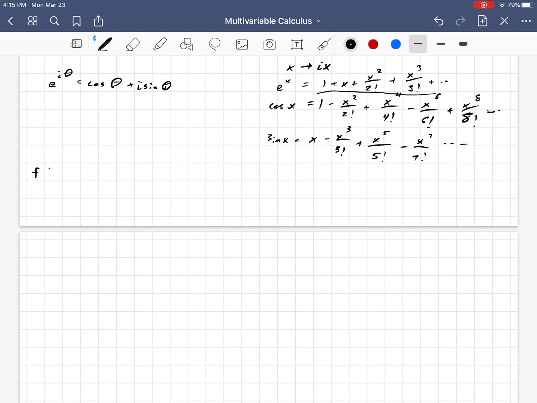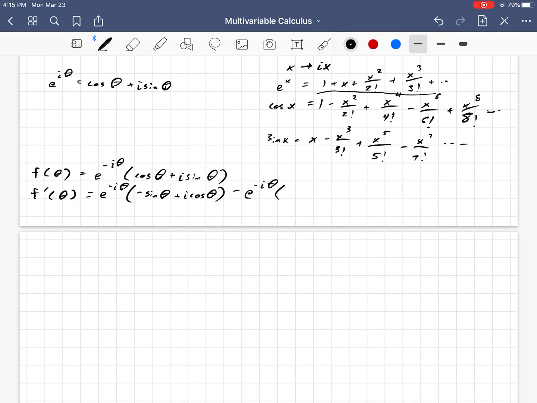So here it is. Let's consider f of theta to be e to the negative i theta times cosine of theta plus i times the sine of theta. And let's find f prime of theta. We have a product here, so we're going to use the product rule. So we have e to the negative i theta times the derivative of this, which is negative sine theta plus i times the cosine of theta, plus, it's actually going to be minus now, minus e to the minus i theta times cosine theta plus i sine theta.